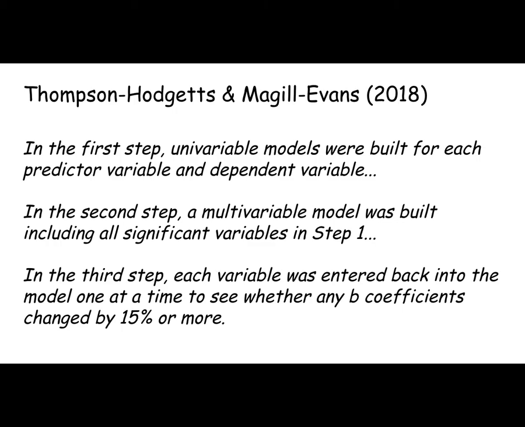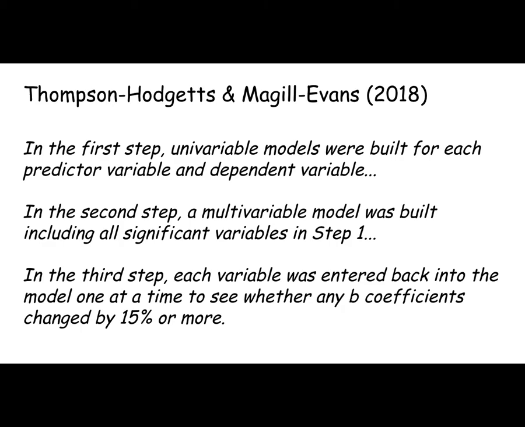Here's some text from another paper in AJOT. And what they're saying is, first, they used univariable models, and then they built a multivariable model. And then they went back and looked at whether adding these models in changed their Bs or their betas. So that's a lot to take in.